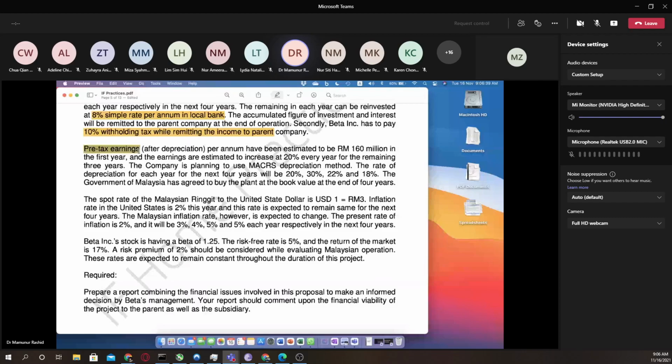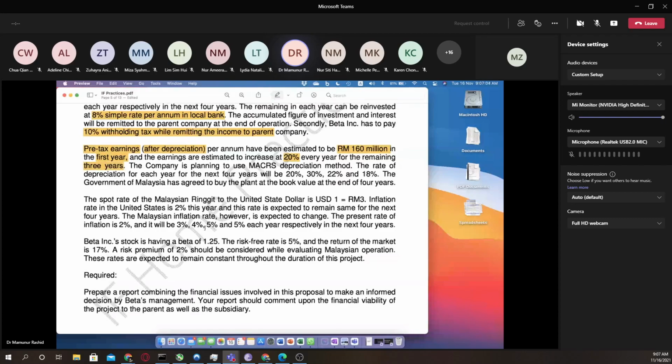Pre-tax earnings after depreciation per annum have been estimated to be RM 160 million in the first year. So this is for the first year only. The earnings are estimated to increase at 20%. This will increase by 20% every year for the remaining 3 years. So for the second year, third year, and fourth year, for these 3 years, earnings will increase by 20%.